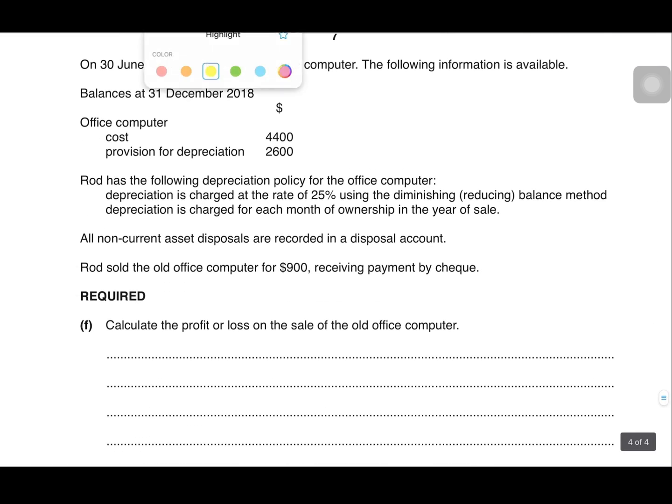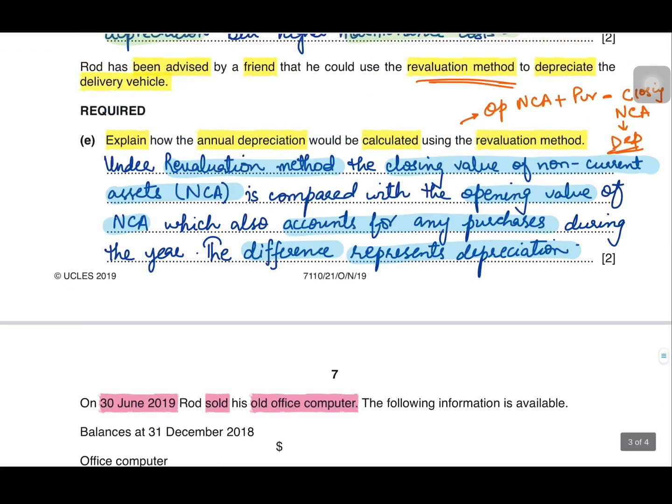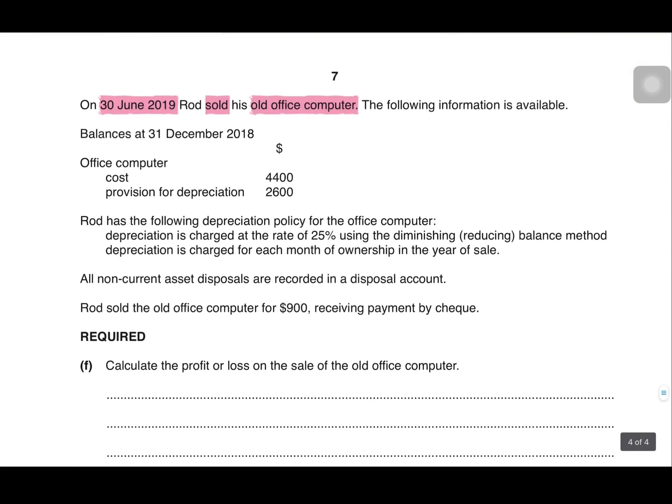For part F we have some really interesting information, right? On 30th June 2019, Rod sold his old office computer, right? So this is a new non-current asset. All previous parts were related to the delivery vehicle. Now this is new, this is the office computer, and he has sold that on 30th June 2019. The following information is available.